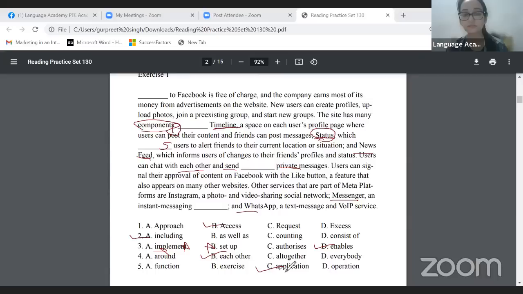Rather, it's one of the applications that we have, just like WhatsApp, Instagram. So these are the answers. The first one is access to Facebook. Access means the use. And the second one, they were giving examples.